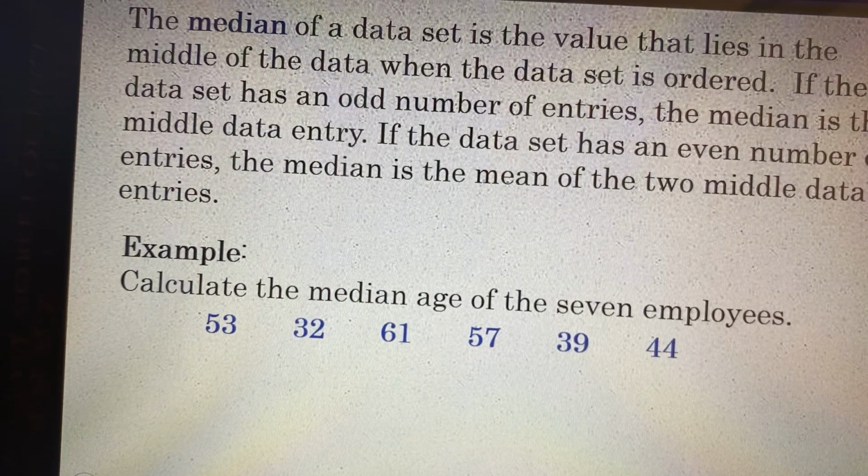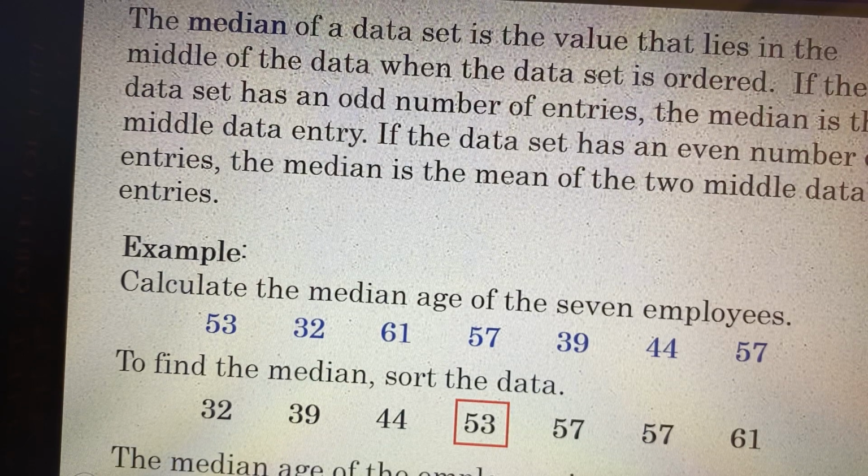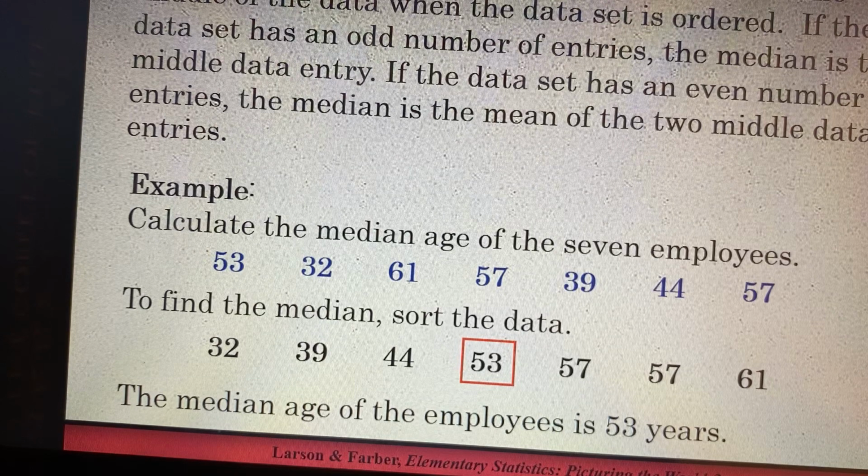Okay, so now we're going to calculate the median age of those 7 employees. The first thing we need to do is order the data from least to greatest. Now that it's ordered, we would pick the middle data entry, which is 53. The median age of the employees is 53 years.